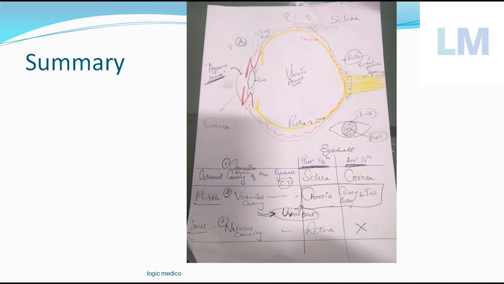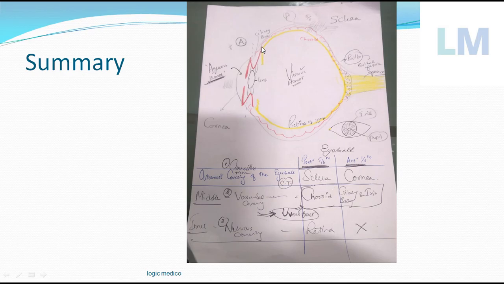Kindly concentrate. It's the simplest summary in the world. Okay. The outermost connective tissue covering of the eyeball: in the posterior 5/6, it is called the sclera. The anterior 1/6, it is called the cornea. So what is this? Outermost connective tissue covering of the eyeball. Posterior 5/6, it's called the sclera. Anterior 1/6, it's called the cornea.